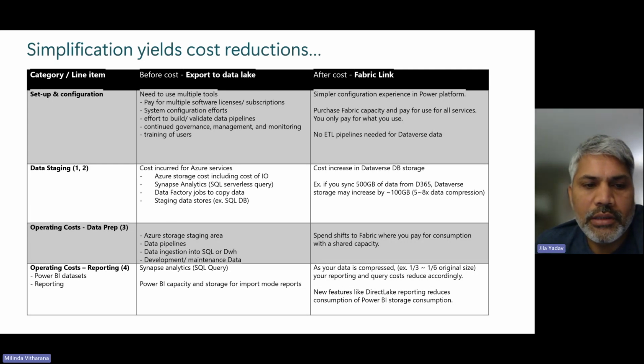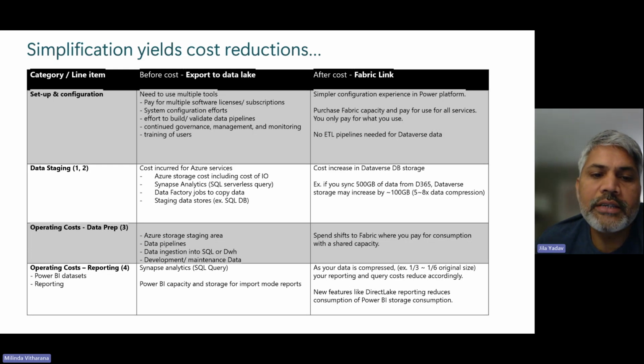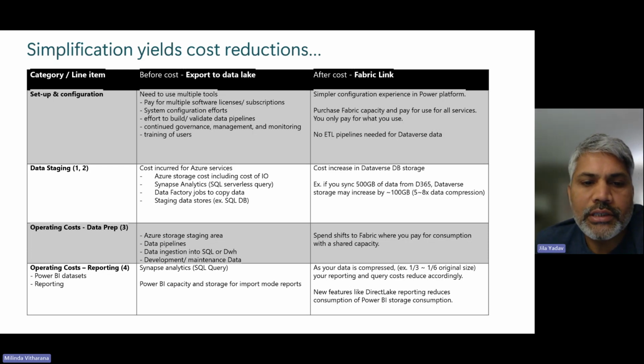Operation cost in step number 3, again, you were doing the data ingestion to SQL or data warehouses and developing these pipelines. So you're paying for multiple Azure services or other services there, and that spend is going to shift to the Fabric consumption with the shared capacity. So the one capacity which you have on Fabric will be used to do all the different workloads.